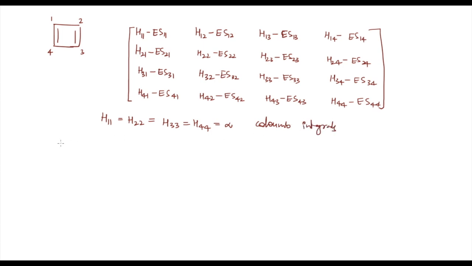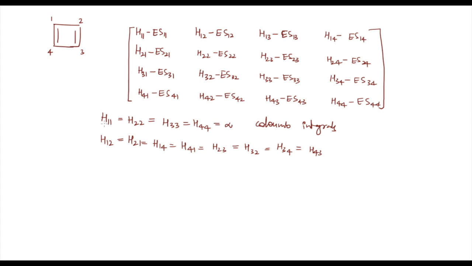Then the next thing is that you have these values: H12 will be equal to H21. H21 is equal to H14, which is equal to H41, which is equal to H23, which is equal to H32, and that will be equal to H34, and that will be equal to H43.